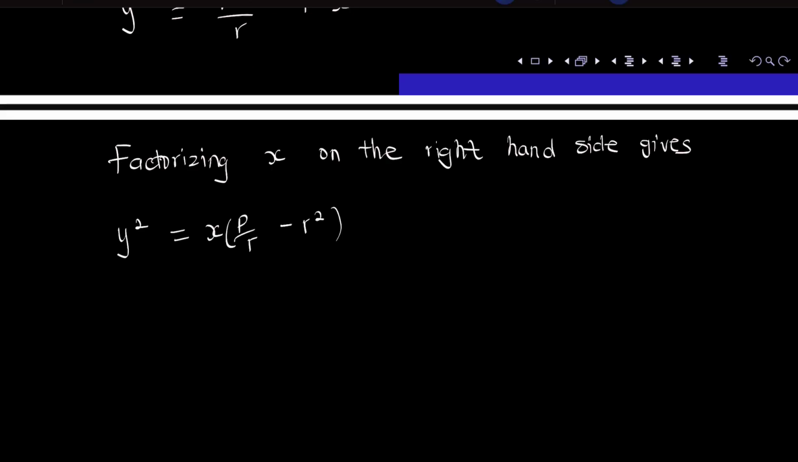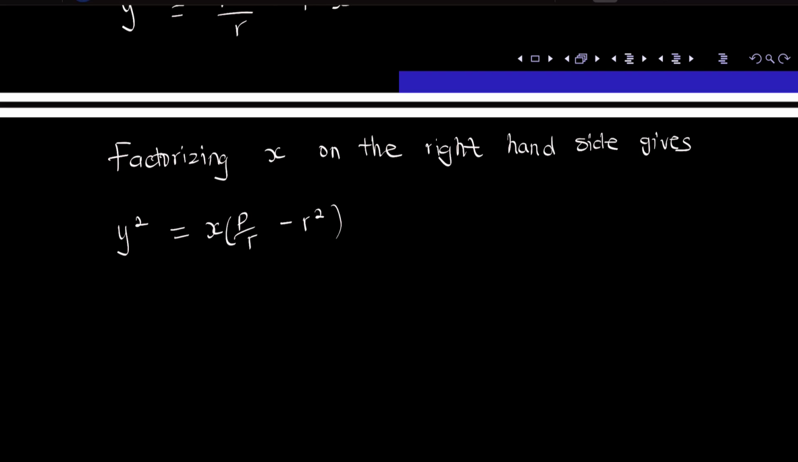So since we are focusing on the x variable, we just have to divide by this guy, so we divide both sides by p on r minus r squared. We now simplify this expression, so we are going to have y squared is equal to x. Now let's add these two fractions. We are going to add p on r and minus r squared, so we find the LCM, which is r. So here will be p, and here is going to be minus r cubed.